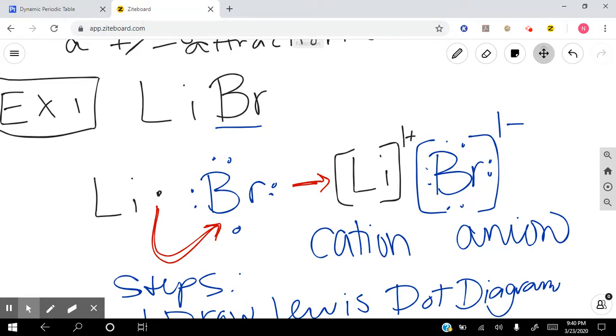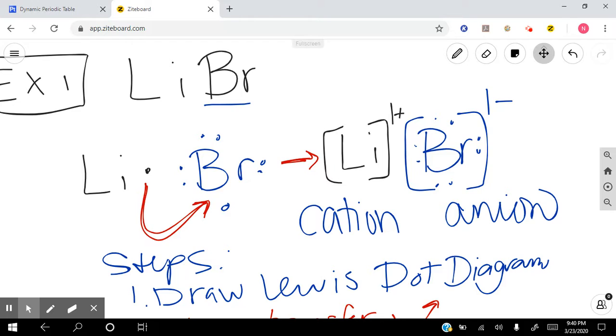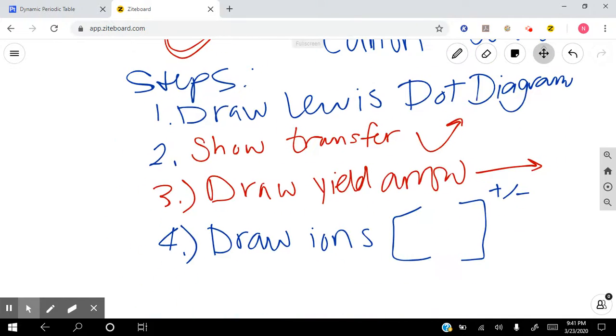The first thing we did is we drew the Lewis dot diagrams by looking at the periodic table. We showed the transfer arrow, that's the loopy one in red. We drew our yield arrow, and then we drew our ions. Notice that the first one written is positive, that's your cation, and the second one that's written, Br, that is negative, that's your anion. So I'm going to start using vocab words, cation and anion. Remember, a little trick to remembering that the cation is positive is that the T in cation makes a plus sign.